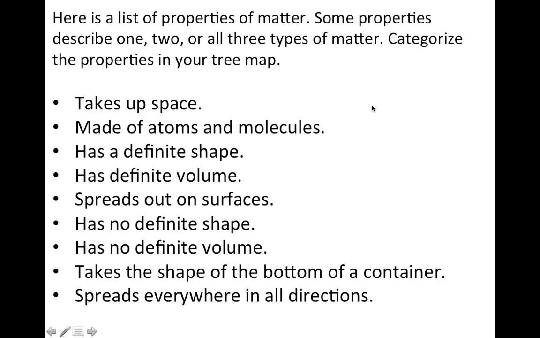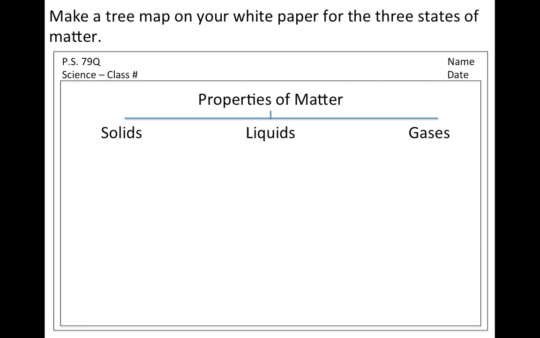Some properties are shared with only one other type of matter. For example, has a definite shape. This one is actually only one of our categories. Whereas we see here has definite volume is two of them. Two types of matter can be measured. Use your models, experiments, and this PowerPoint to fill in your thinking map.